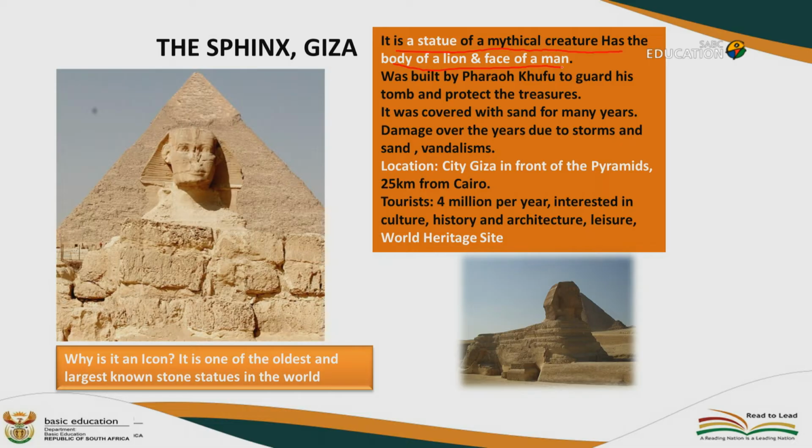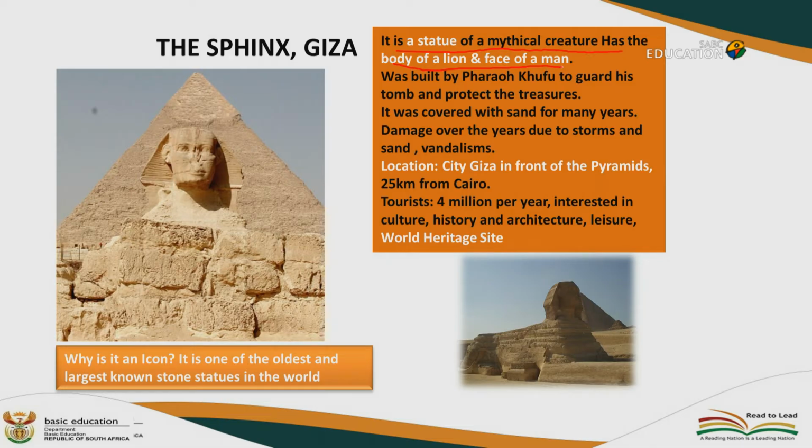And then, you remember we were talking about the statistics that UNESCO must record and list in their books. 4 million per year. You can imagine how many that is. 4 million tourists per year are interested in this icon.